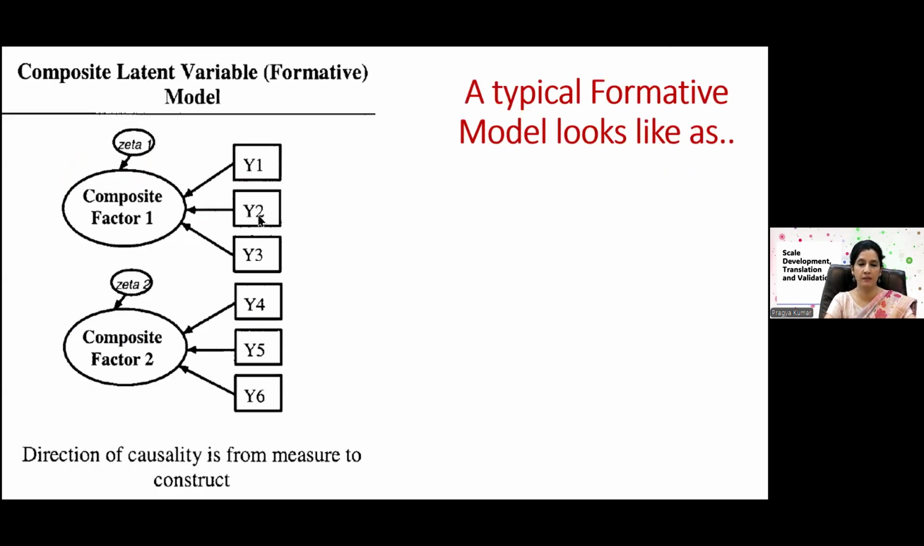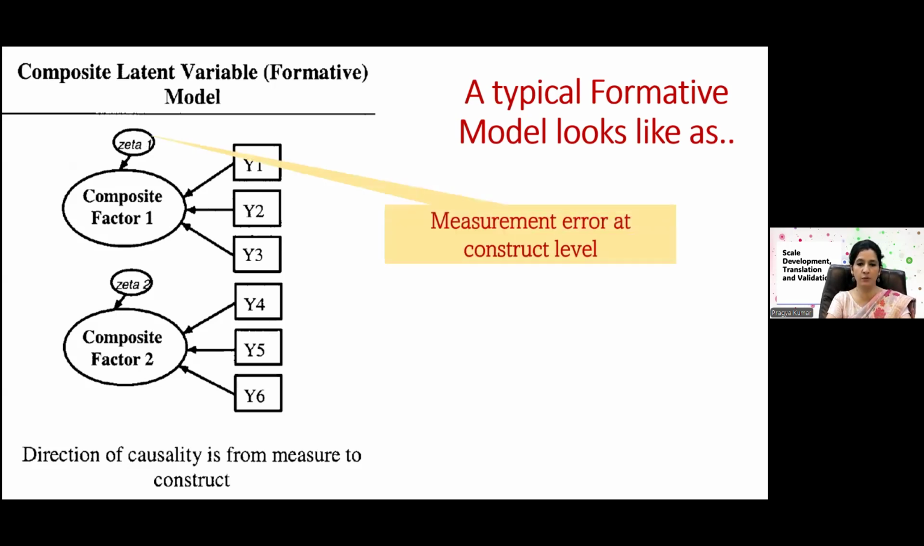So now, a typical formative model looks like that. There are items Y1 to Y6. There is a composite factor 1. Y1, Y2, Y3 make composite factor 1. Y4, Y5, Y6 make composite factor 2. The error term is there with the individual factor, and the direction of causality is from the measure to construct. So here the measurement error is at the level of construct, and this is a formative model.